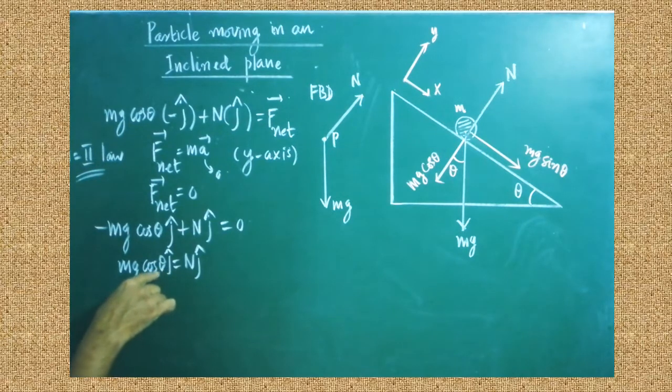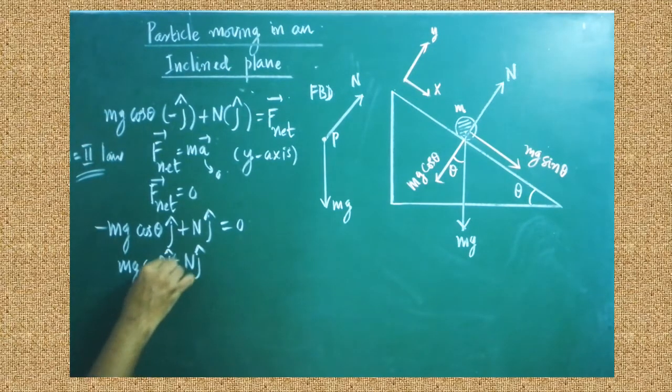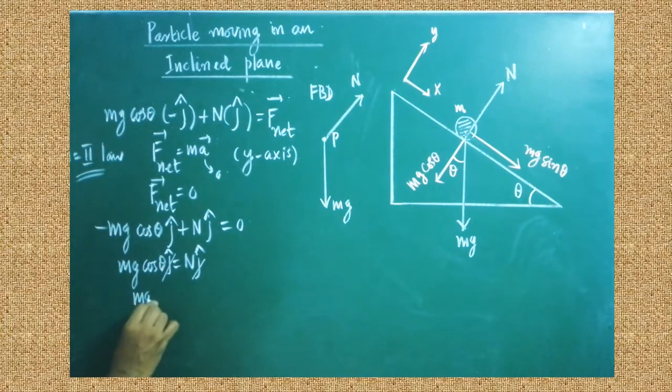Now this is the component of j unit vector on this side, and this is the component of j cap on the other side. Therefore, if we just take the component alone, both the j caps can be cancelled. So finally what is the conclusion? mg cos theta is equal to N.